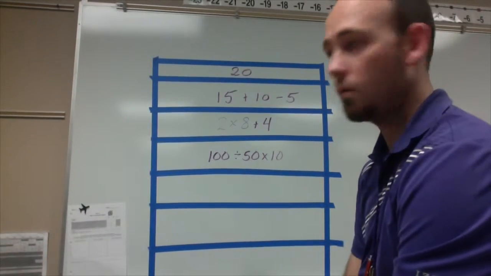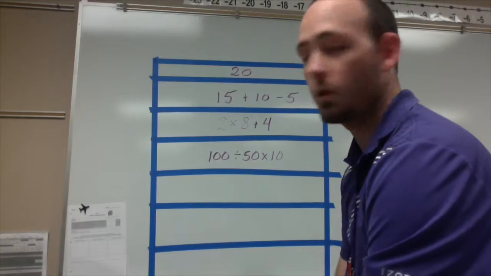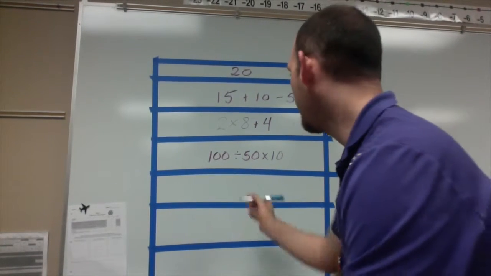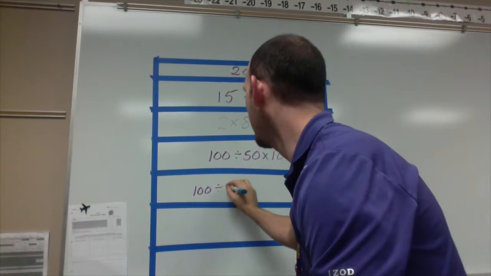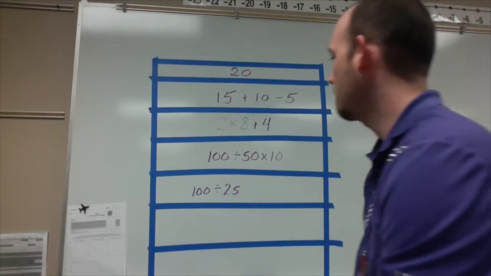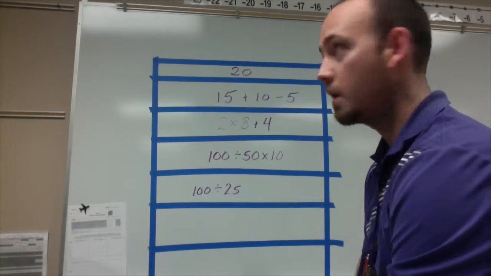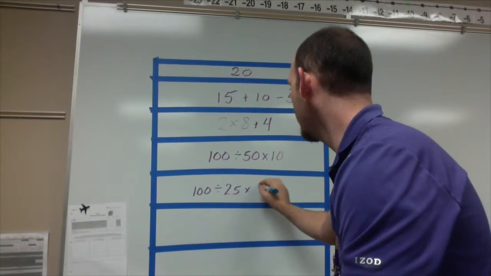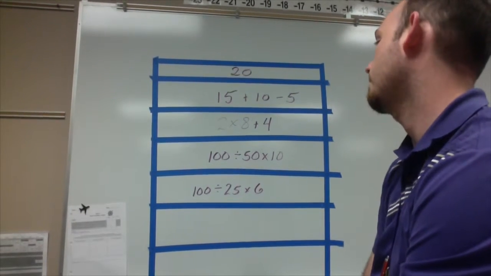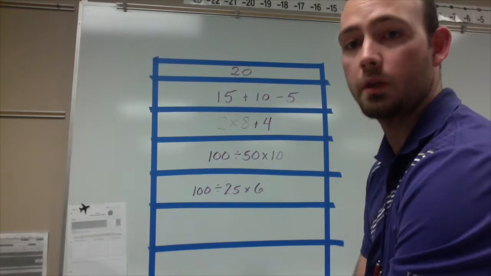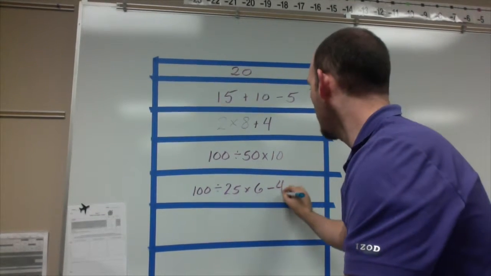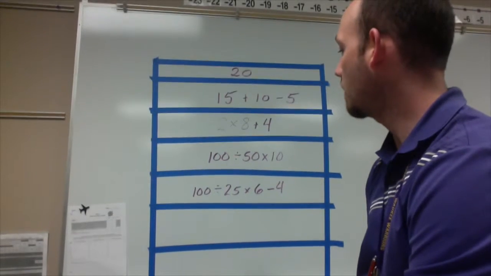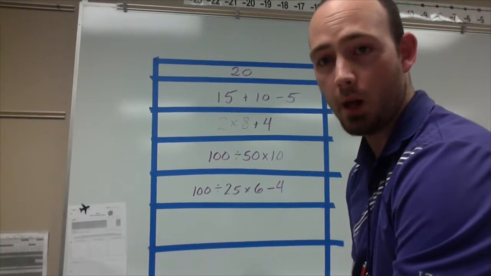And let's try one more. Let's go a little crazy. We'll do at least 4 numbers in here. So let's do a division to start. Let's do 100 divided by 25. Well, I know that's 4. Let's take that times 6. So 100 divided by 25 is 4. 4 times 6 is 24. I need to get to 20, so now I can subtract 4. So that is a name collection box.